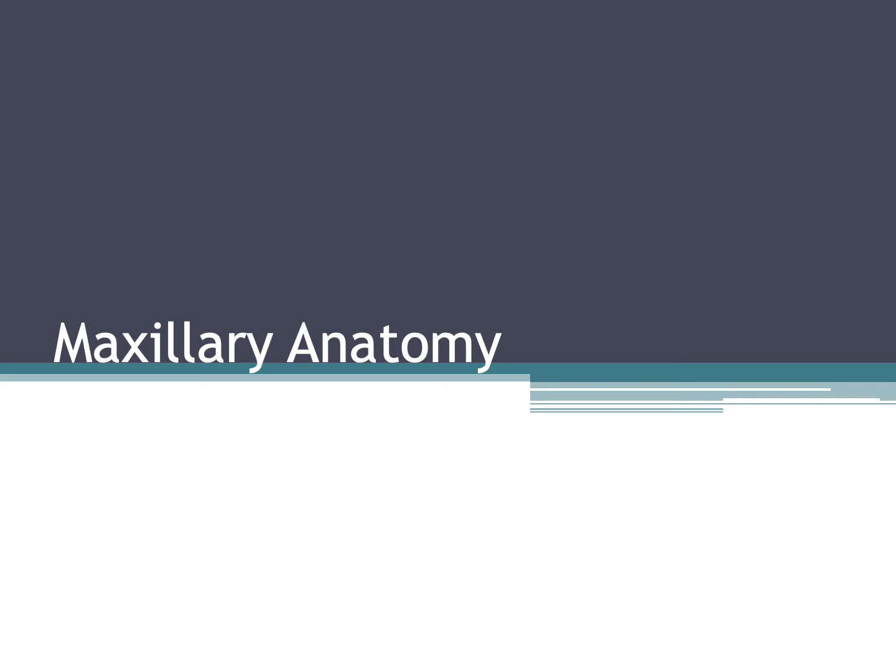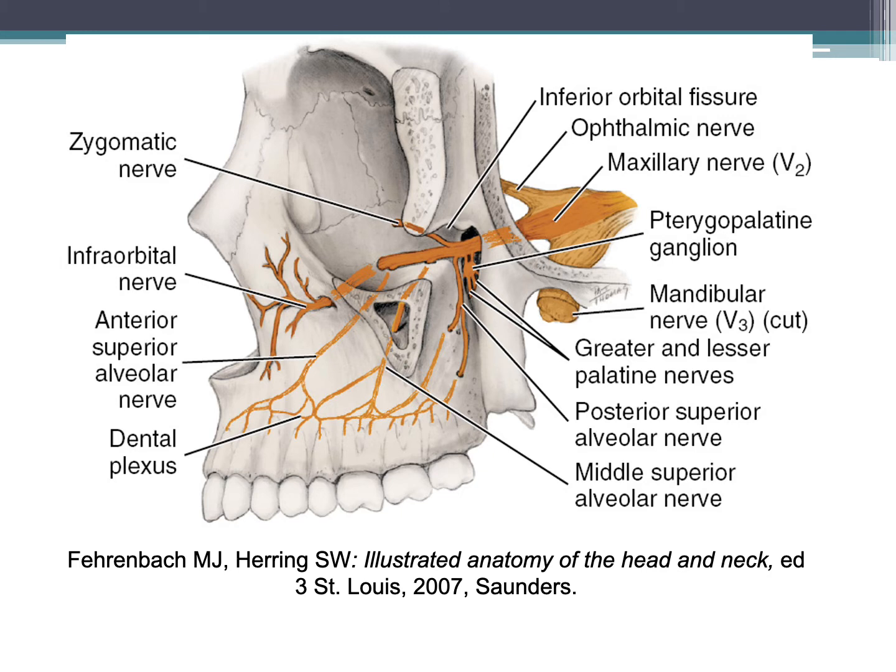Next, we will discuss significant maxillary anatomy. Here we see a lateral view of the maxilla. Please note the location of the posterior superior alveolar, the middle superior alveolar, and the anterior superior alveolar nerve. These are all targets for our local anesthesia. The proximity of the anterior superior alveolar nerve to the infraorbital nerve should be noted.